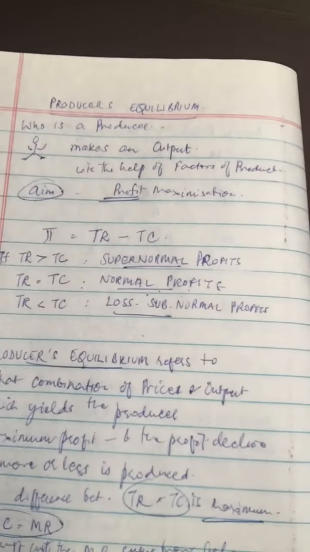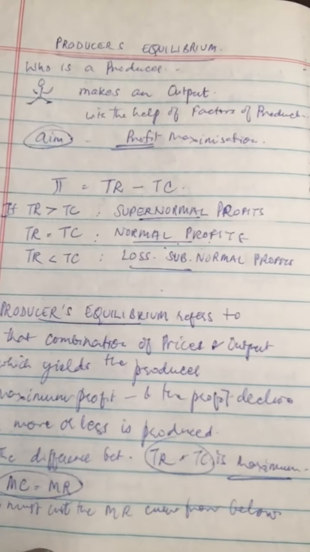So, a producer, the person or a firm that makes the output, does so only with the aim of making profit. So, how does he make profit? The difference between the total revenue and the total cost. So, that's what we are going to do here. Look at this now. Just have a look.